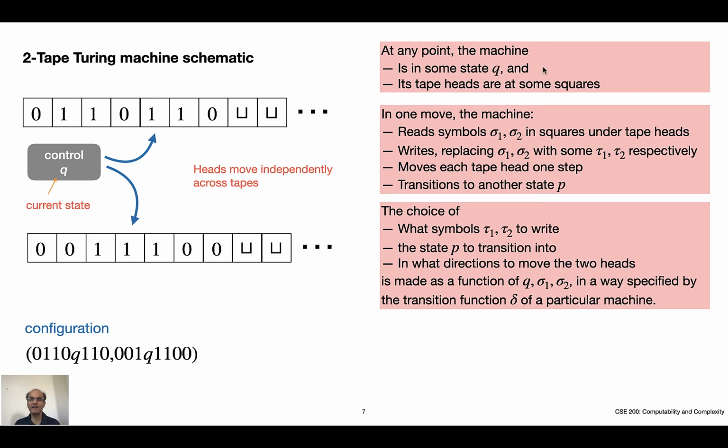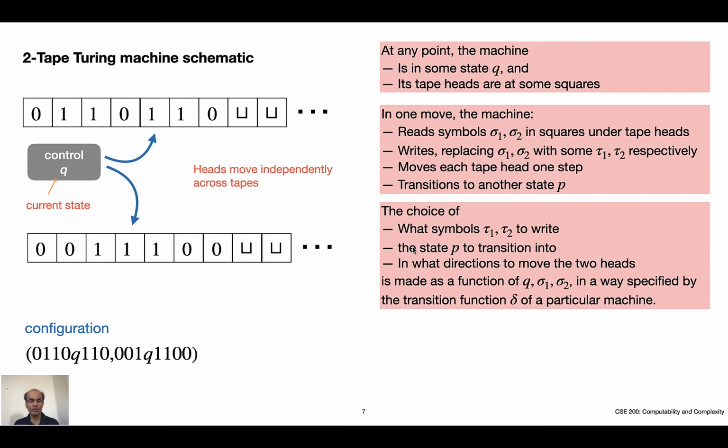They can be in different directions. So in more detail, at any point, the machine is in some state Q, and its heads are scanning some squares, 1 square on this tape, 1 on this tape. Then there will be a move. In any one move, the machine will read both symbols, the symbol under the first tape head and the symbol under the second. As a function of both of those symbols taken together and of the current state, it will determine what to write. And what it writes will replace both this and this. There'll be two symbols to write. And it will then move each head independently. One could move left, one could move right, both could move left, whatever. And it will transition to another state.